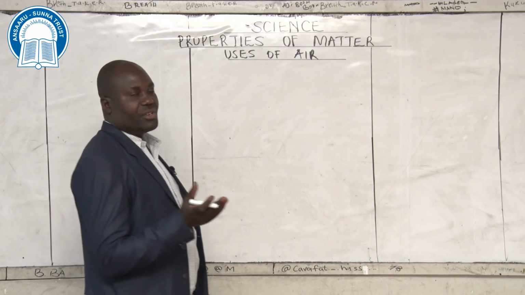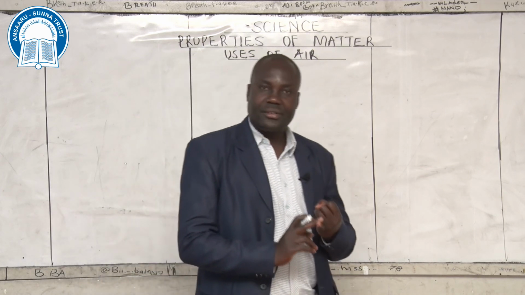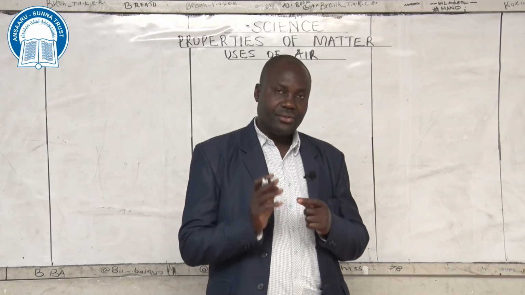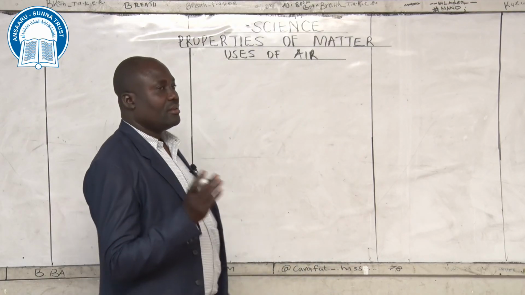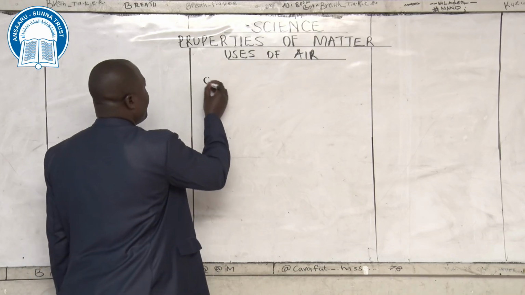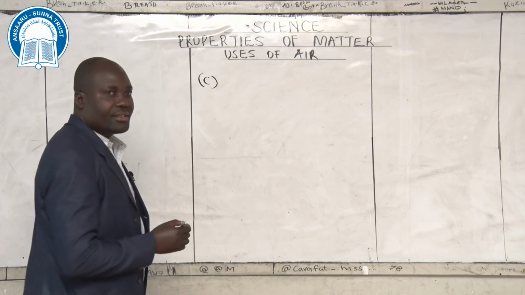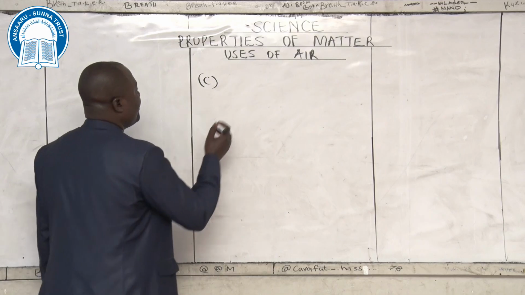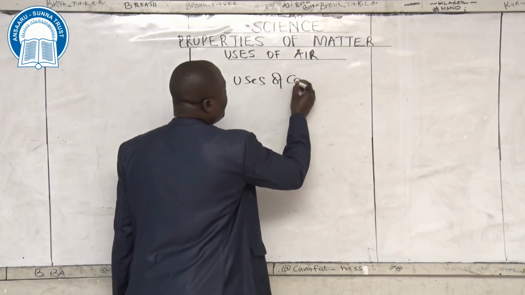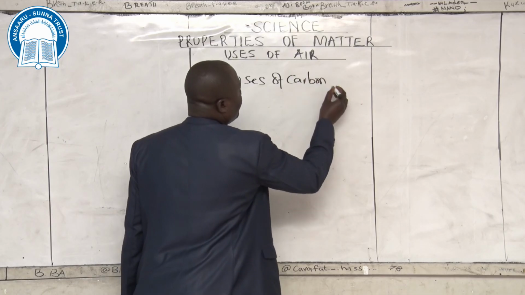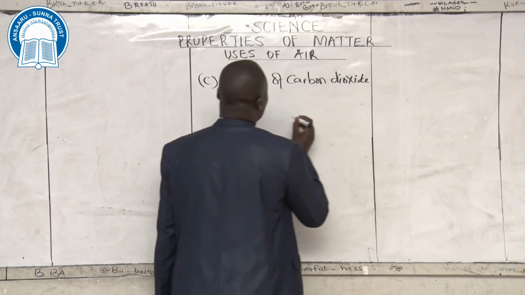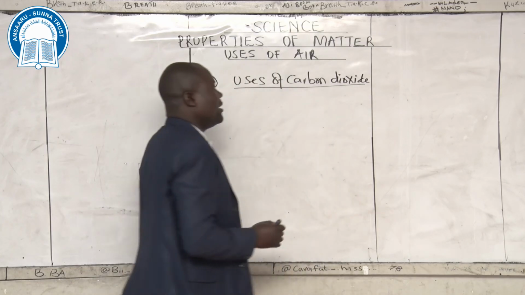Welcome. So, uses of air. Yesterday we checked on uses of oxygen. We also checked on the uses of nitrogen. Today we are going to commence on uses of carbon dioxide, which is number C, uses of carbon dioxide.